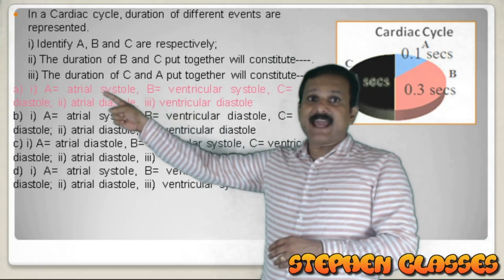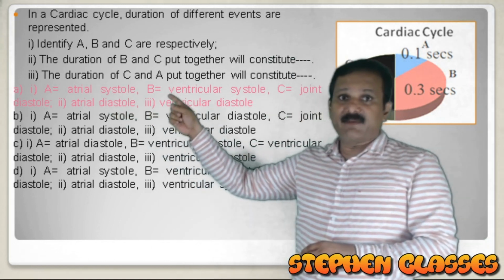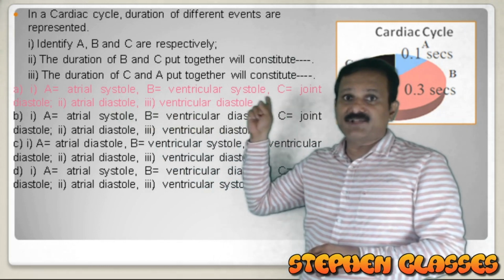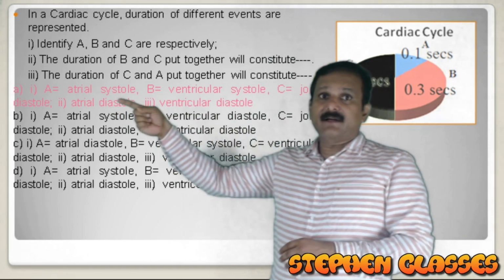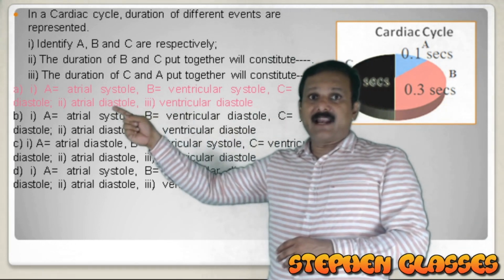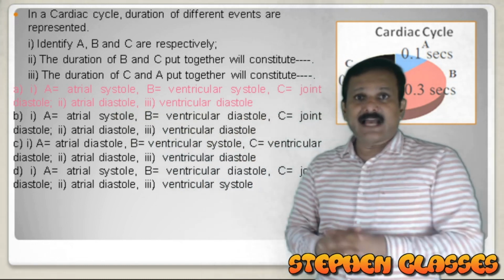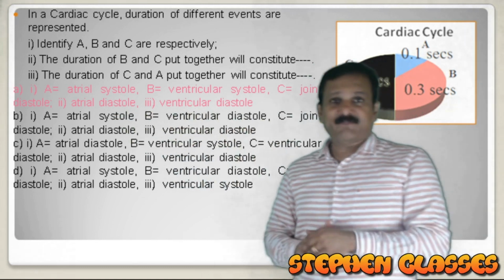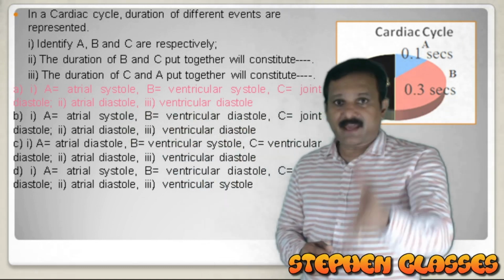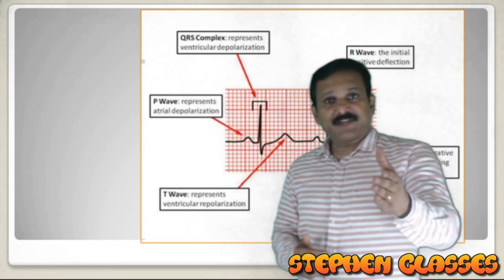So labeled as A will be atrial systole, labeled as B will be ventricular systole, C will be joint diastole, and you can also identify the atrial diastole and ventricular diastole as combined regions. So our answer will be option A here. We move to our next question.